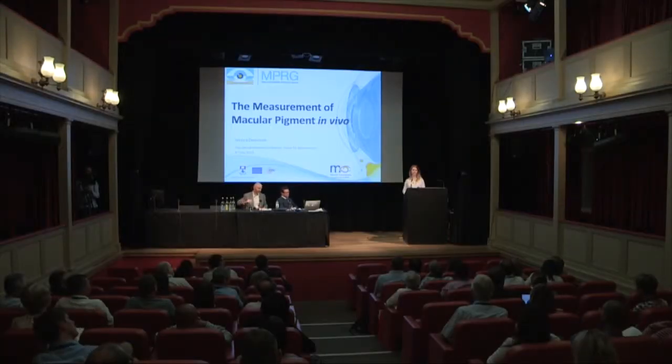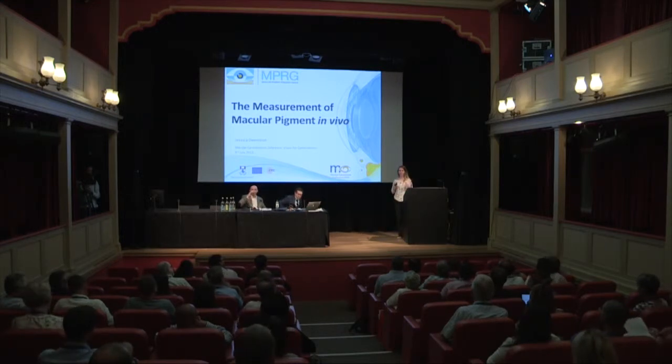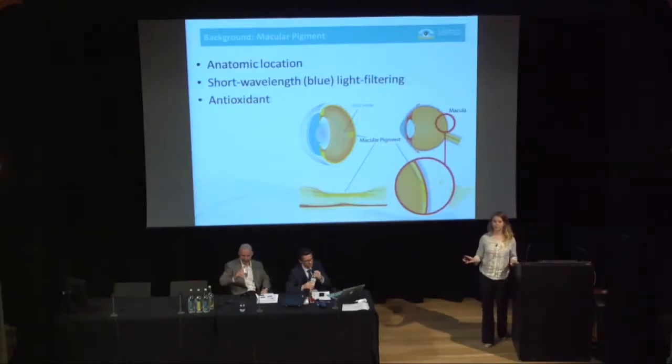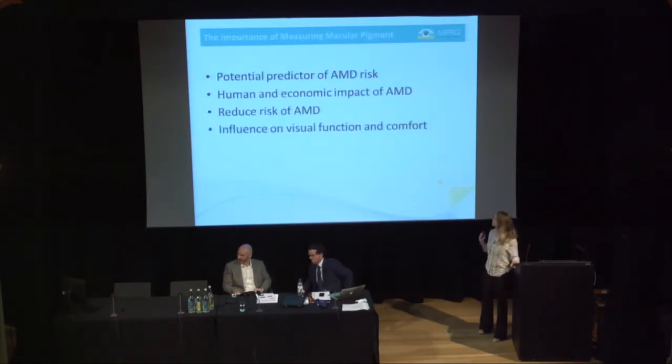Today, so far, we've been talking about the importance of macular pigment. So I'm going to talk about ways to measure it in vivo, that's in the person, that's in your patients. Just a brief overview of what we've been discussing. Macular pigment is important. It has the anatomic location. It's located in the fovea, which is responsible for all your fine detail, central vision. It's a blue light filter and an antioxidant, which can help prevent age-related disease.